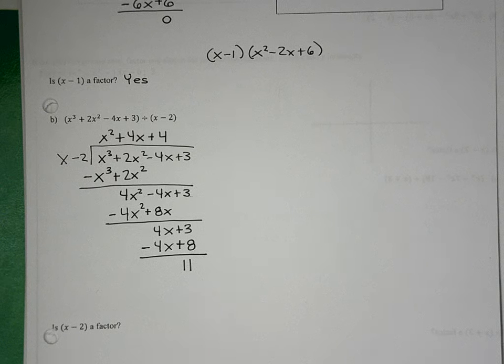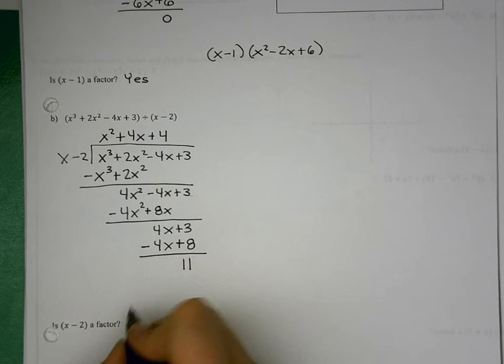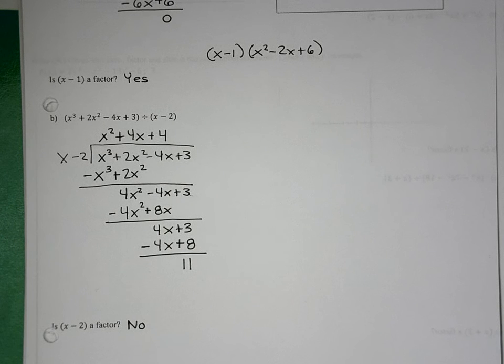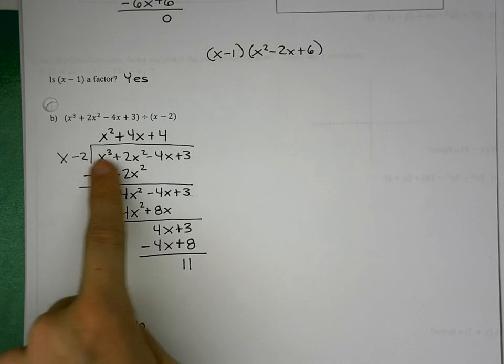And because that remainder is not 0, x minus 2 is not a factor. Because x minus 2 does not go into my polynomial perfectly.